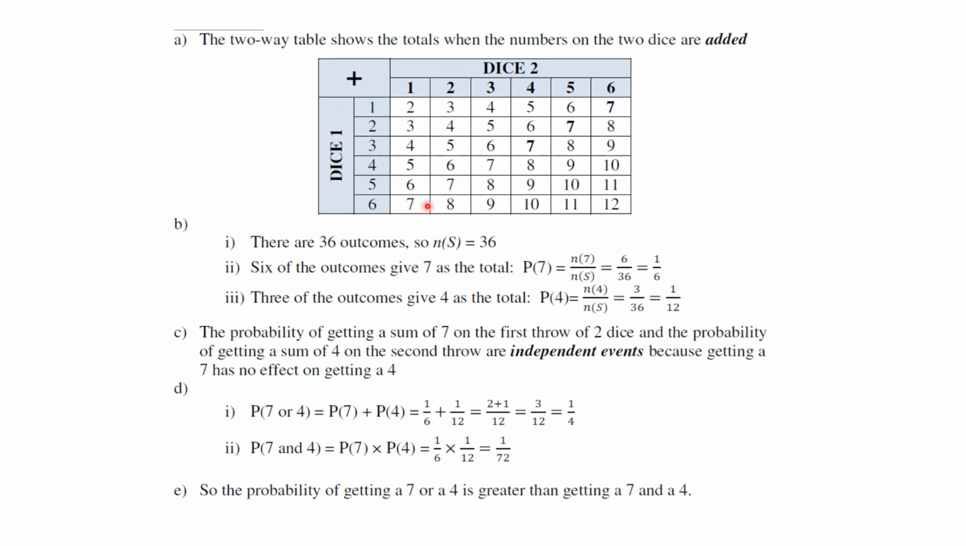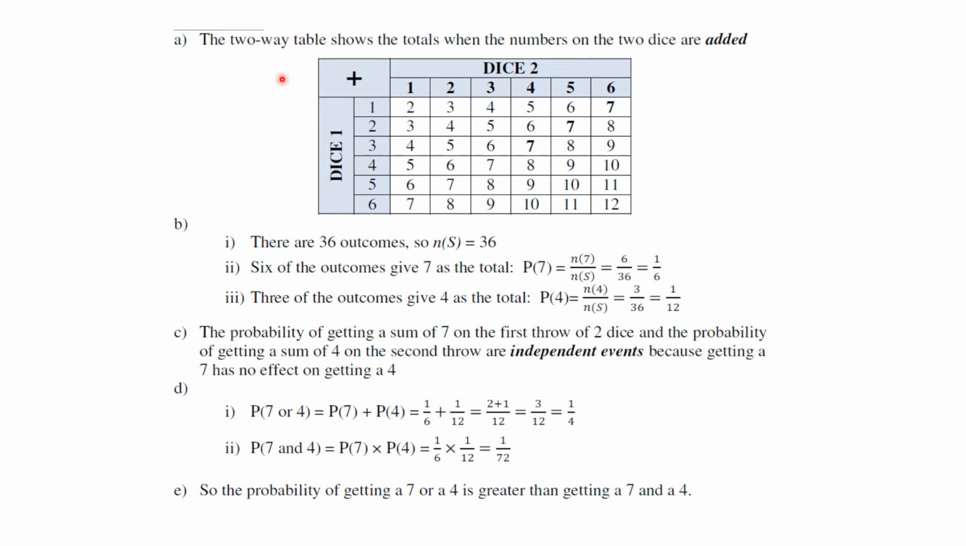An easier way, instead of using a tree diagram, is to use a two-way table. Just an introduction: two-way tables are more effective. For example, dice 1 and dice 2. Dice 1, you throw 1 to 6, and dice 2 also has 1 to 6. So this shows that when you throw dice 1 and you get 1, there's a probability of getting 1, 2, 3, 4, 5, 6.